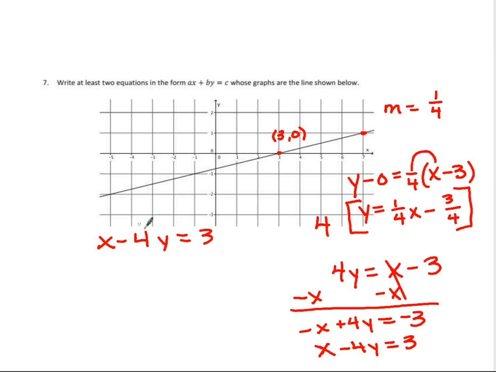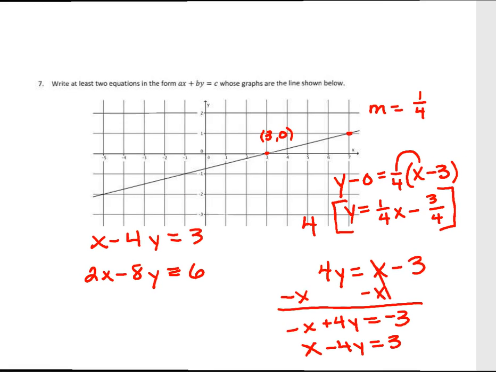And then what can we do? Well, let's go ahead and multiply everything by 2. 2 times x is 2x. 2 times negative 4y is negative 8y. And 2 times 3 is 6. So that would be a second one. And that's number 7.